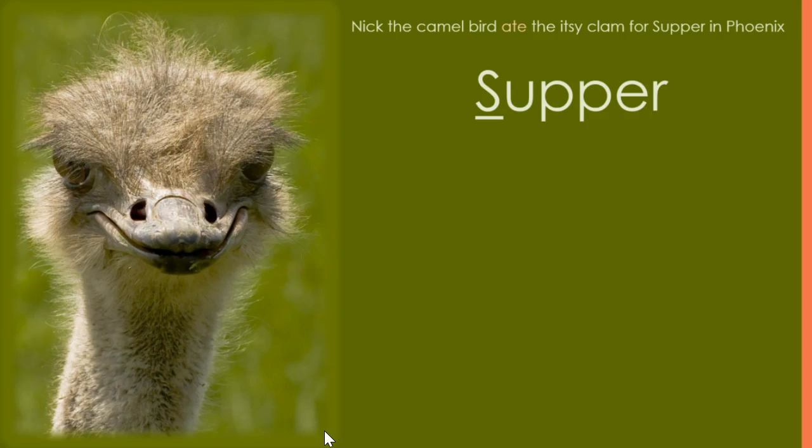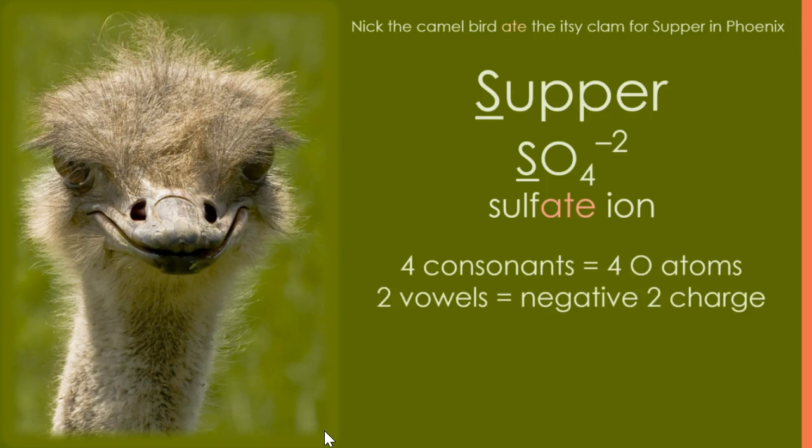Supper. Supper starts with S and stands for the sulfate ion. There are 4 consonants in supper and 2 vowels. Sulfate has 4 oxygens and a -2 charge. There is also a sulfite ion, same charge as sulfate, 1 fewer oxygen.